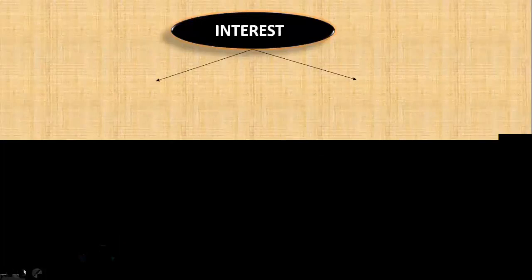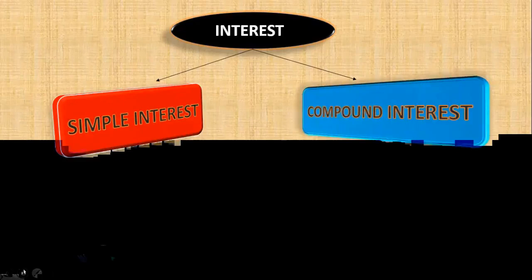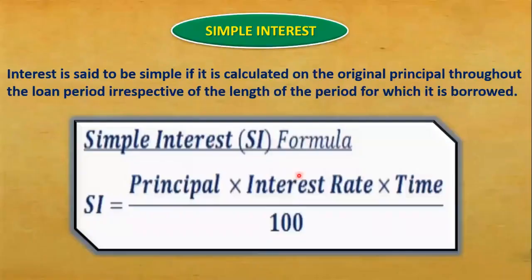Interest can be found in two ways: simple interest and compound interest. Simple interest. Interest is said to be simple if it is calculated on the original principal throughout the loan period, irrespective of the length of the period for which it is borrowed. Formula: SI is equal to principal multiplied by interest rate multiplied by time divided by 100.